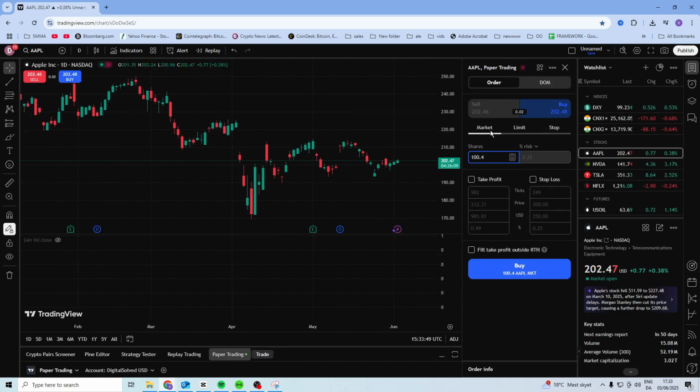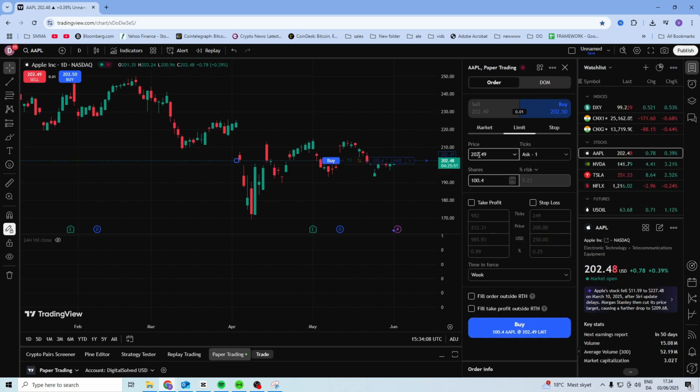And then you can do a market or a limit order, which I usually do. You can also do a stop order, but I rarely use that one. So market order basically means you're just gonna buy it at the price that it's at right now. So if it's at this price and I buy it, it's gonna buy it at this price. Now a limit order means you're gonna buy it at a specific price. So when the price hits the one that you put it at, it's gonna make the buy order.